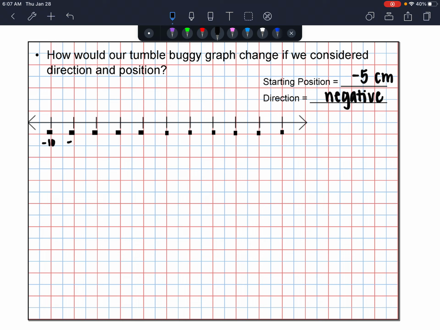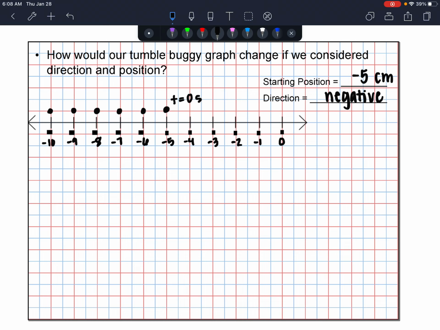So let's say that this is -10, -9, -8, -7, -6, -5, -4, -3, -2, -1, 0. So let's say our buggy started at -5 and went in the negative direction. What I would see from my data, or on this number line, are points that move equal lengths every second in the negative direction. My positions would be getting more and more negative.